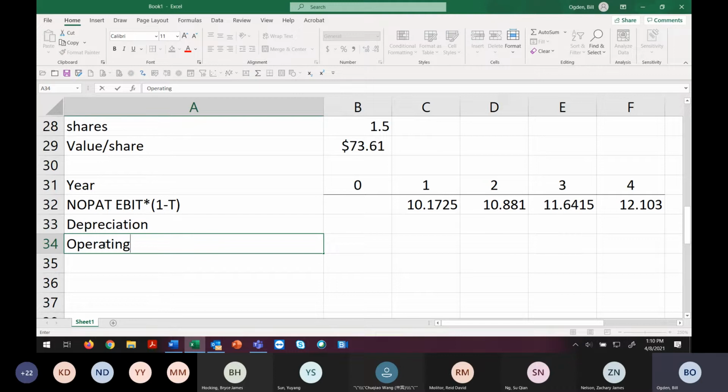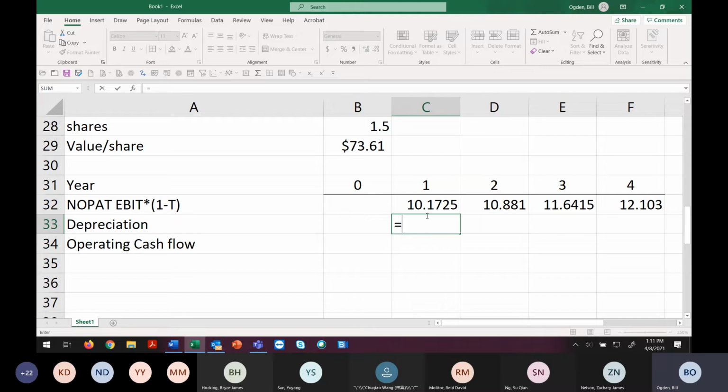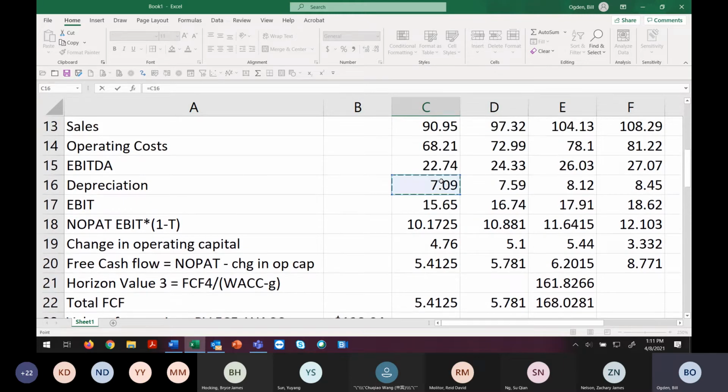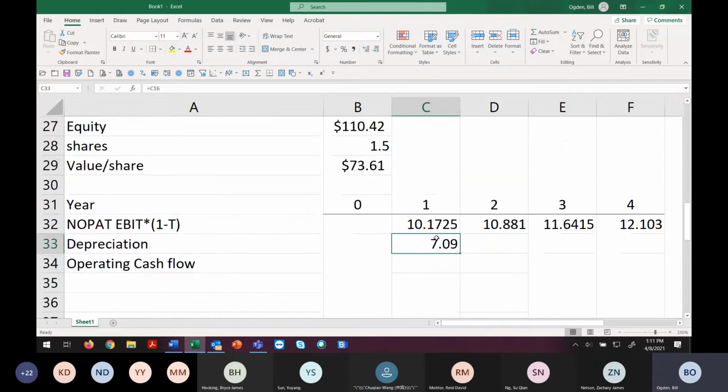Your textbook doesn't create an intermediate step here. They go right for the free cash flow without ever doing this intermediate step. I like to show it in steps. So I'll just call this operating cash flow. All right, and let's try it. So add back depreciation. I think it's 709, yeah. All right, and so we'll add these together.